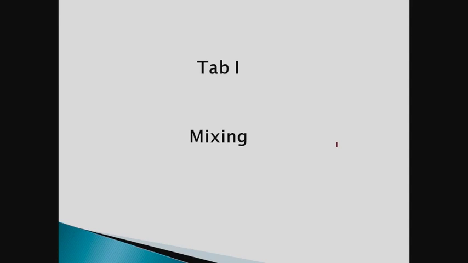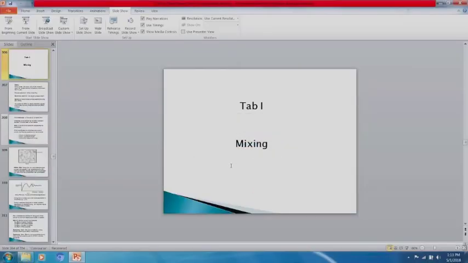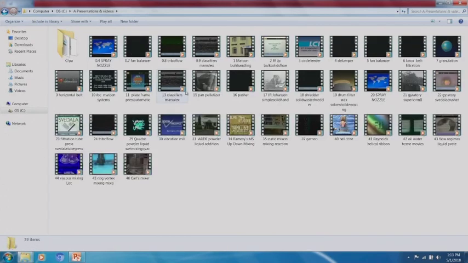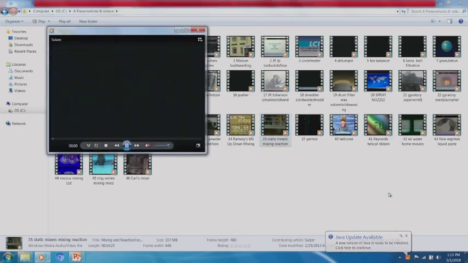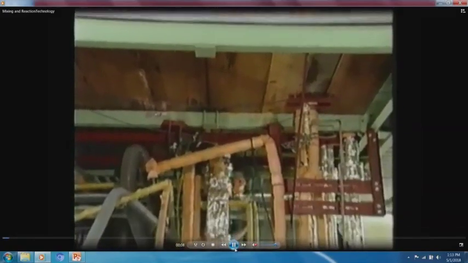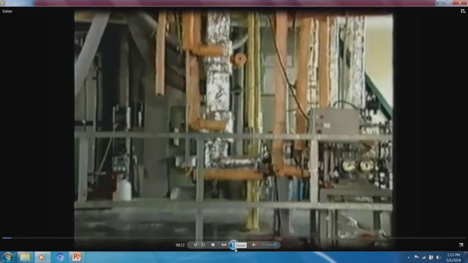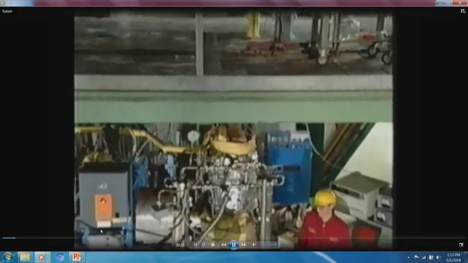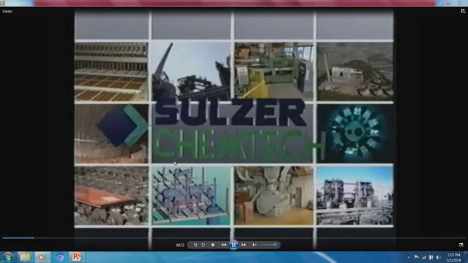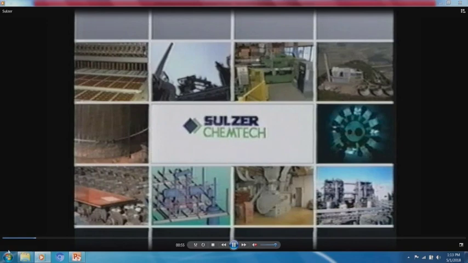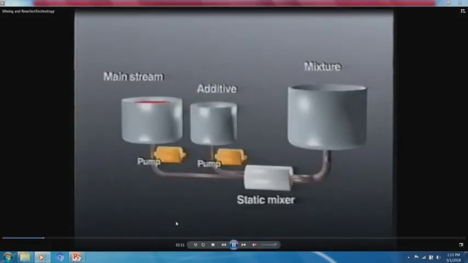First case, we really ought to decide what mixing looks like. So let's just go back and see what we can dig up in our arrangement here of different items. Let's try static mixers here, just to give you an idea what mixing looks like. This is the Sulzer Chemtech static mixers. This is excellent tape. These guys are wonderful people, making wonderful pieces of equipment and great stuff. We're going to watch this movie and I'm going to comment on it as we go through.